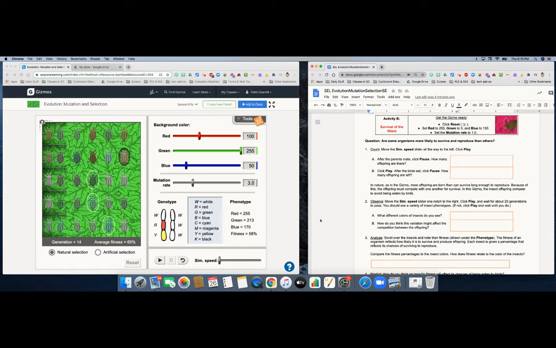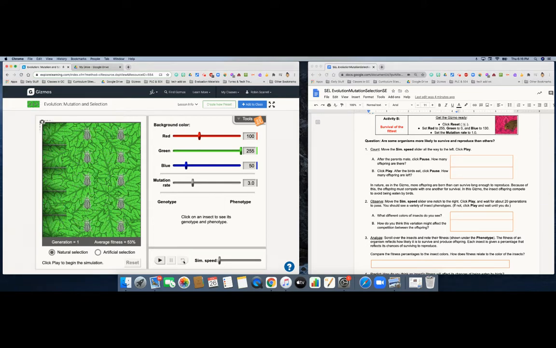It says, get the gizmo ready. So we're back in the mutation and selection gizmo again. It says to click reset, which is down on the bottom. It asks you to set the values of the background. So we're going to change the background now. We're going to set red to 255. We're going to set green to 0. Wow, that is different. And then we're going to set blue to 130. So let me make sure I have the colors set right. I have 255 for red, 0 for green, and 130 for blue. It says set the mutation rate to 1.0.